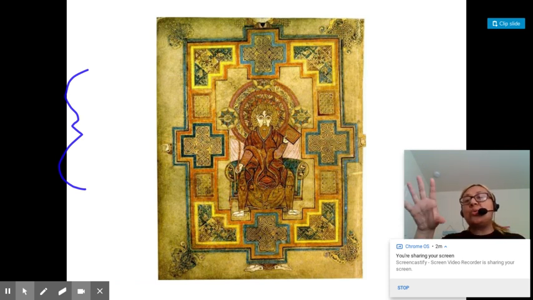Okay, so even though this was for the churches, a lot of their colors, if you notice, are very earth tone. There's a lot of browns, there's not too much color, if you can see right here.